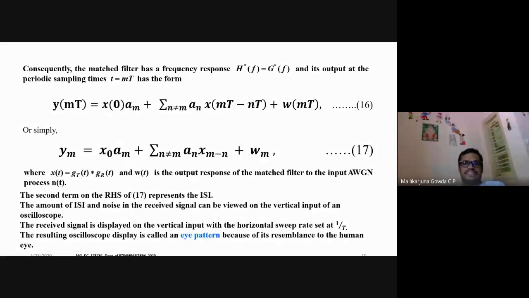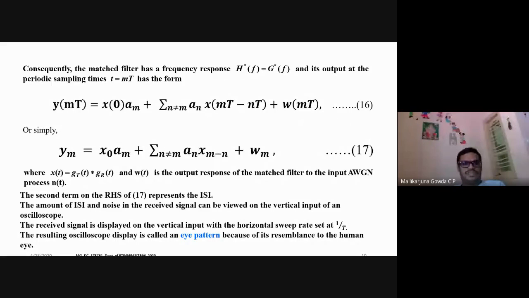This is due to ISI, that is intersymbol interference. So I will be able to see what is the amount of intersymbol interference and what is the amount of noise added to the desired signal in an oscilloscope. That we call the eye pattern. Here I am saying the amount of ISI and the noise in the received signal can be viewed on the vertical input of an oscilloscope.